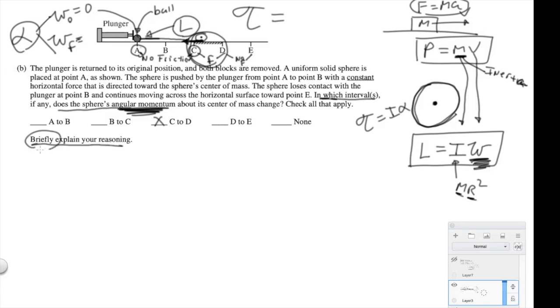I did more than briefly, but what you could simply say is, in order to gain angular momentum, there must be a torque applied to cause an angular acceleration, and friction provides that necessary torque to gain angular velocity, or something like that.